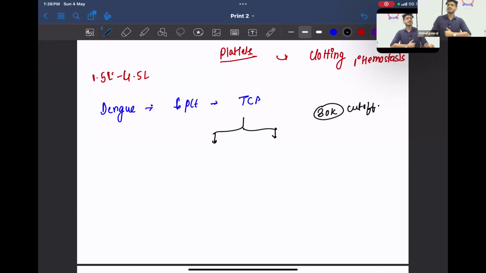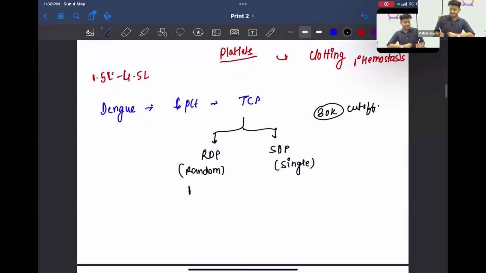How many types of platelets do you know? SDP, RDP. Random donor platelet and single donor platelet. Random donor will increase the platelet count by 10,000. And single donor will increase the platelet count by 30,000.